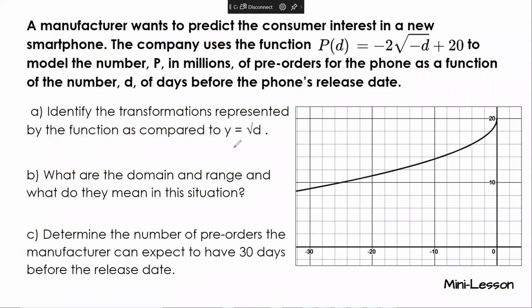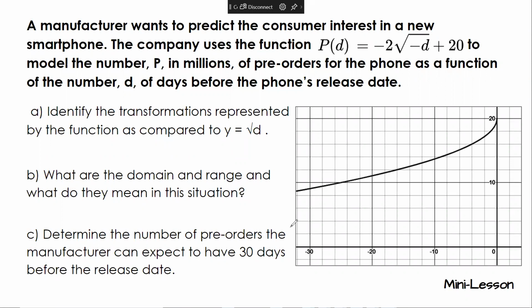Okay, so a manufacturer wants to predict the consumer interest in a new smartphone. The company uses the function P of D is equal to -2 times the square root of -D plus 20 to model the number P in millions of pre-orders for the phone as a function of the number D of days before the phone's release date.